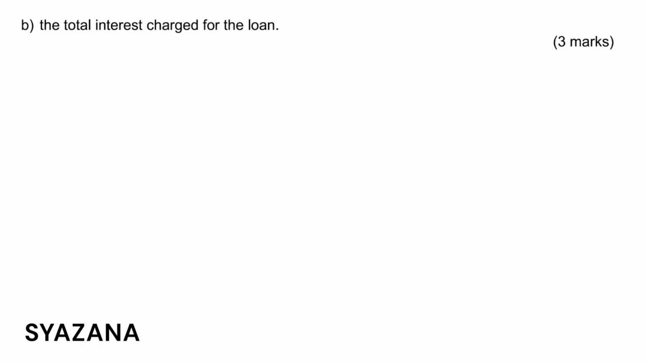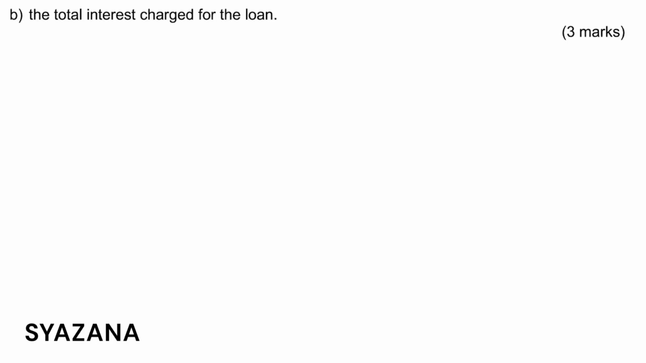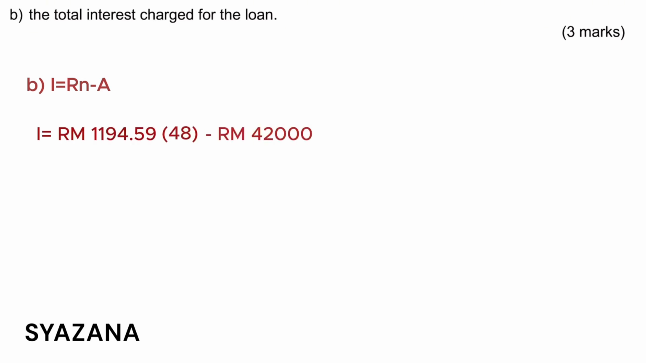So for question B, the question wants us to find the total interest charge for the loan. We are going to use this formula, I equals Rn minus A. Since this is the formula of interest charge, next, we are going to substitute the information into the formula. After substituting the information, we can just solve this by using the calculator, and the answer that we're going to get is 50,340 ringgit 32 cents.